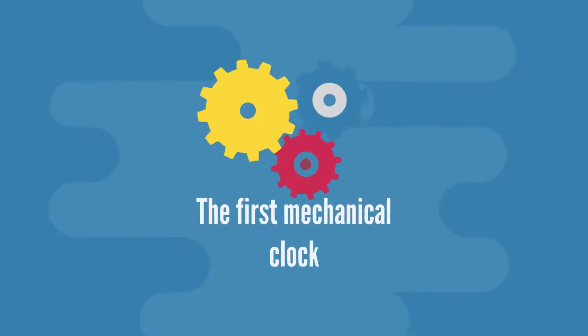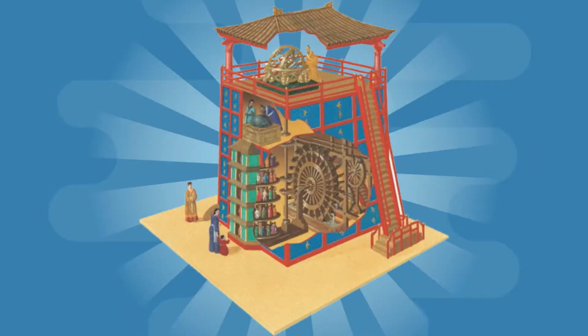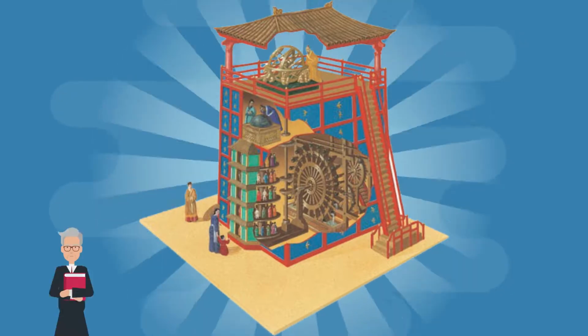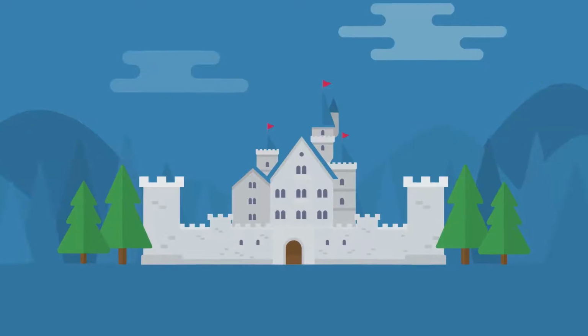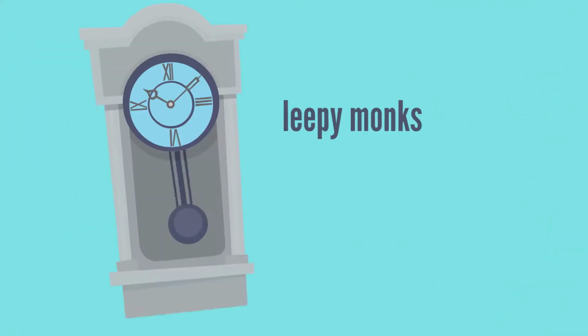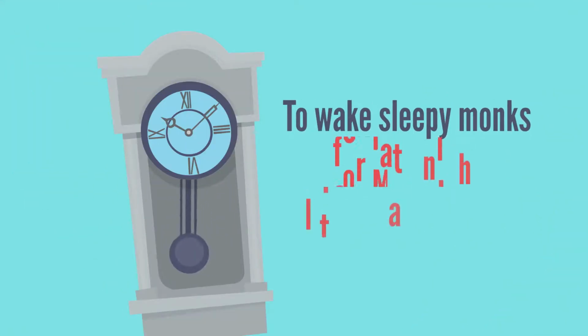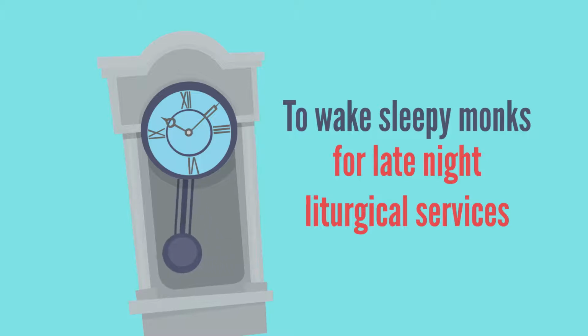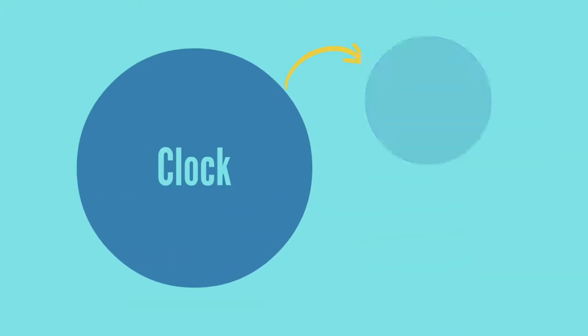The first mechanical clocks were water-driven and used to regulate, amongst other things, monastery life. In the late medieval days in Europe, a mechanical alarm clock that used gravity was invented to wake sleepy monks for late-night liturgical services. The word clock comes from the Latin clocca, meaning bell.